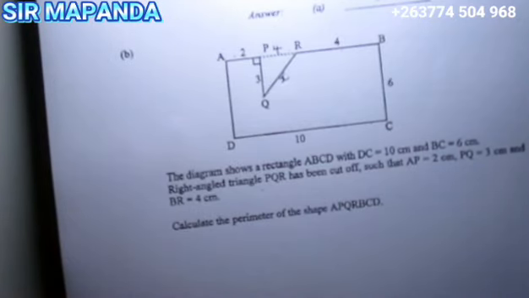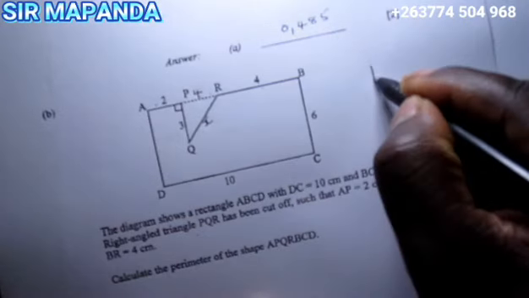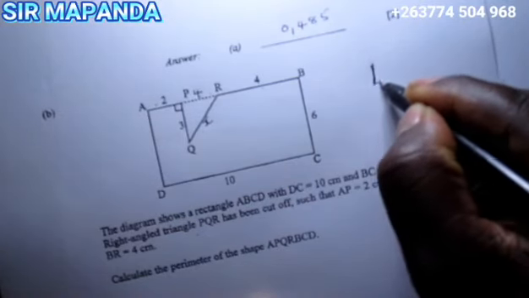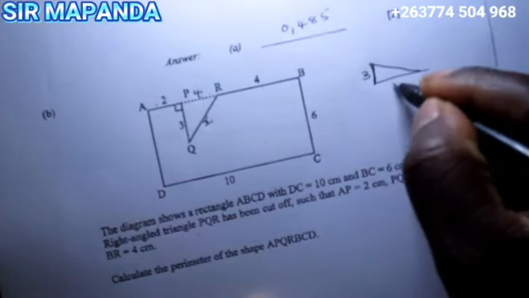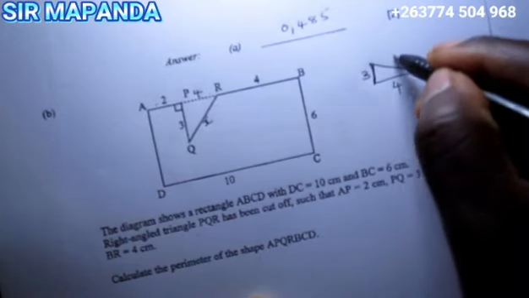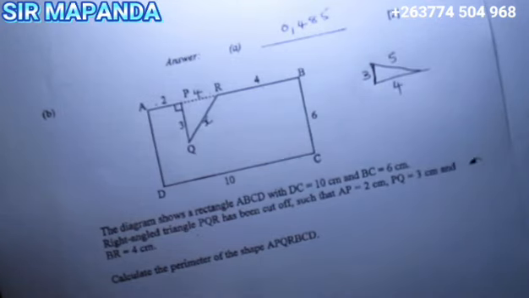I hope you are listening. Right, according to Pythagoras Theorem, we have what we call triples. If you have 3 and 4, it means that your hypotenuse is 5.